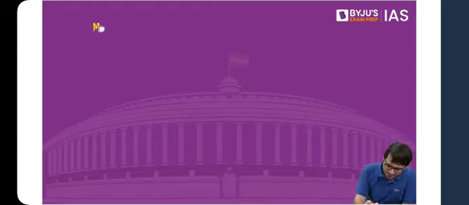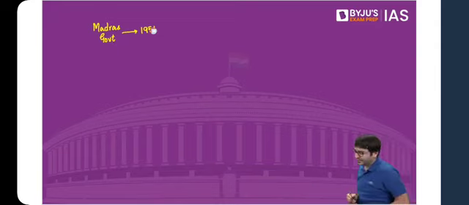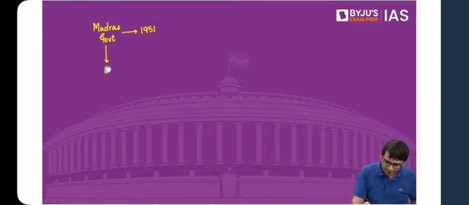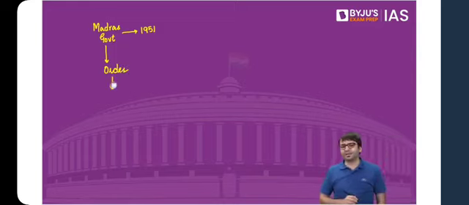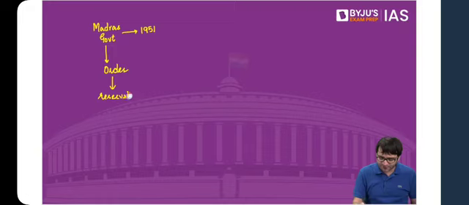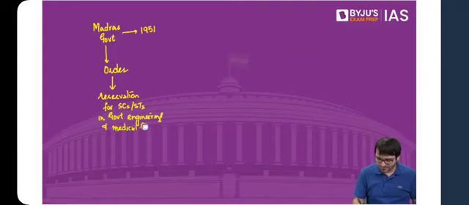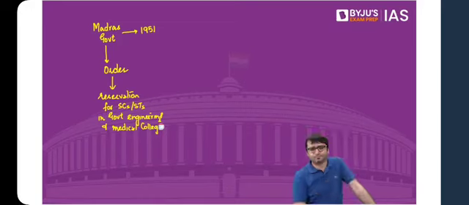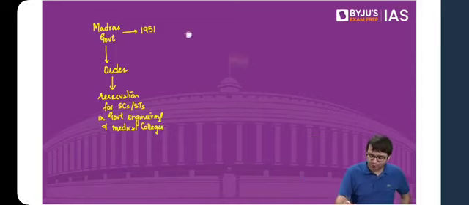Then came something else. What happened? The Madras government, immediately after the commencement of the Constitution in 1951, issued an order. Through this order, it provided reservation for SCs and STs in government engineering and medical colleges. The Madras government said, we'll issue an order through which we will reserve seats for SCs and STs in government engineering and medical colleges. The matter went to the Supreme Court.